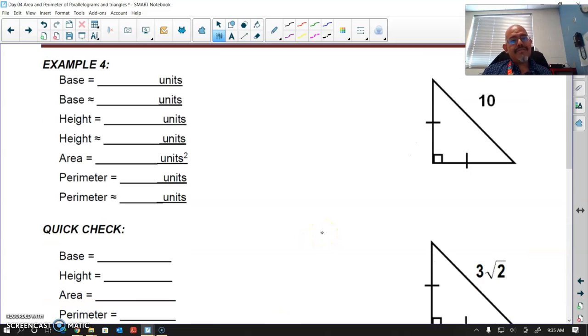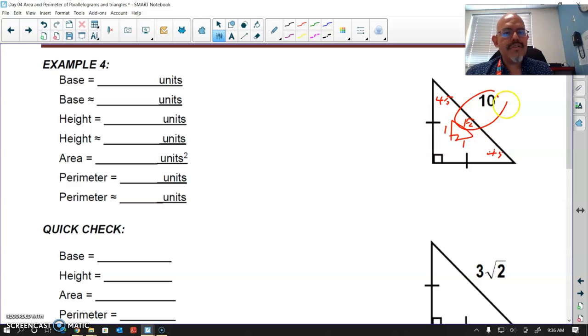Okay, so in this one, we have a 45, 45, 90 triangle. We're going to take 10. Remember our little tricks: this is square root 2, this is 1 and 1, so our scale factor is 10 divided by the square root of 2. So that means that this side is 10 divided by the square root of 2, this side is also 10 divided by the square root of 2.